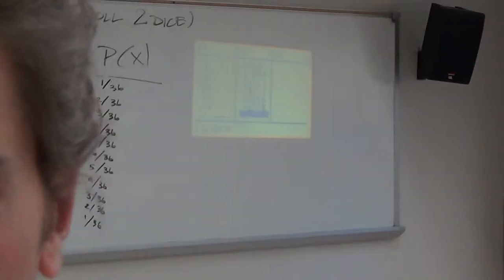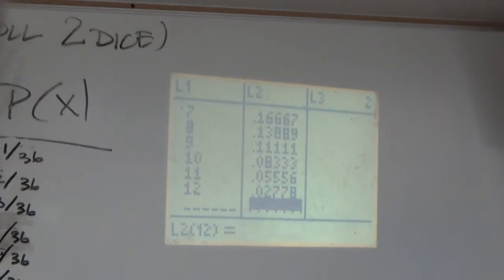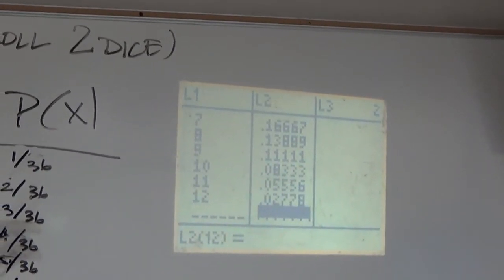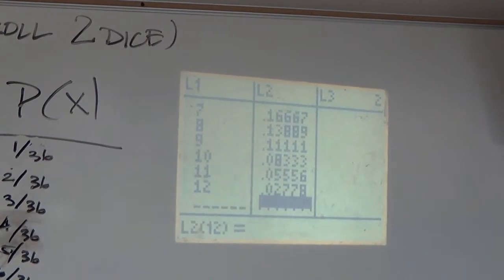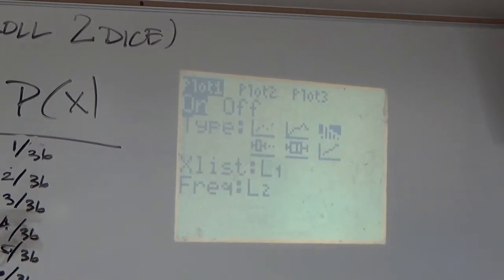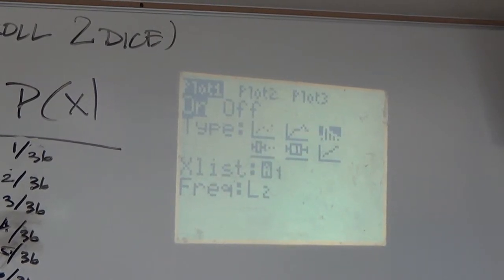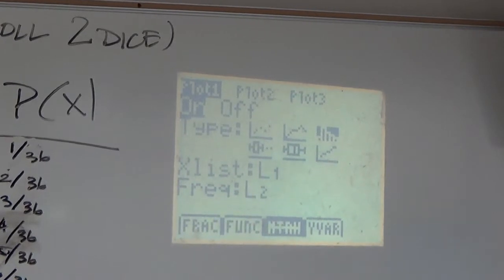There's something your TIs do that's kind of crappy, and that's graph distributions of probabilities. If you try to make a histogram on this bad boy, try your old standby, let's make the plots L1, L2. So you've got your histogram all set up, everybody's happy. L1, L2. You press zoom 9.